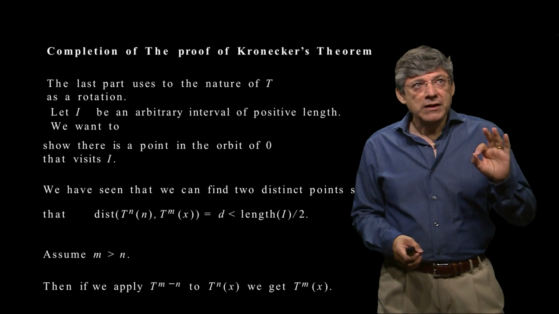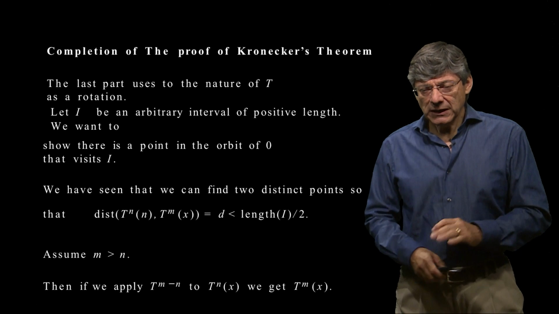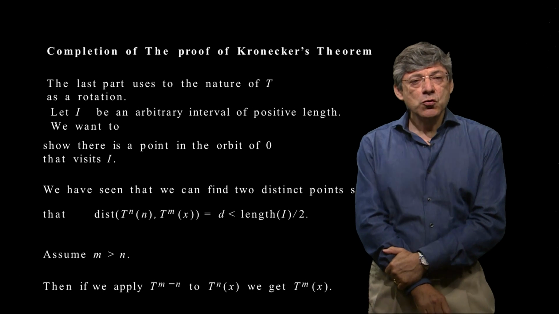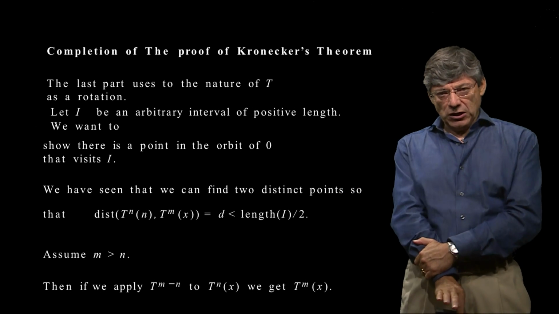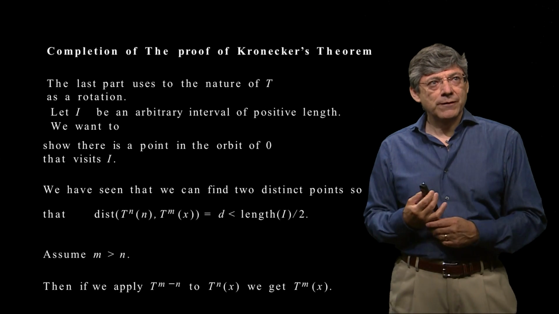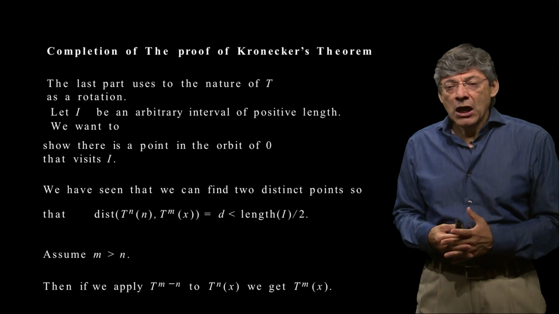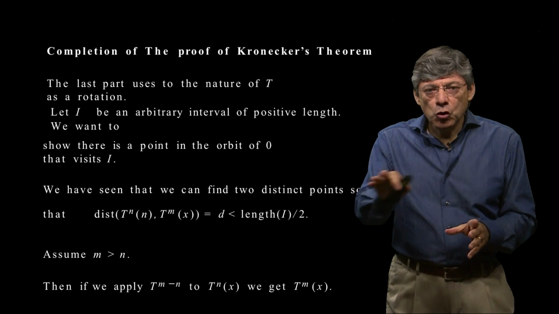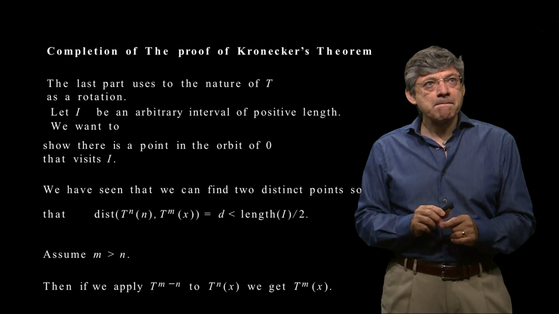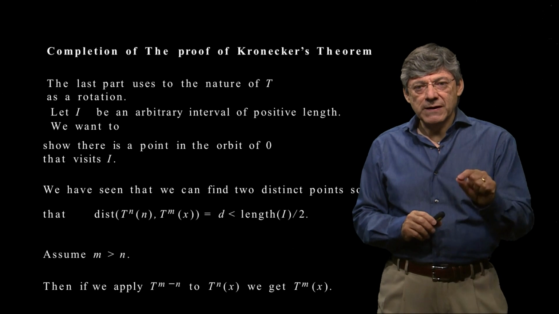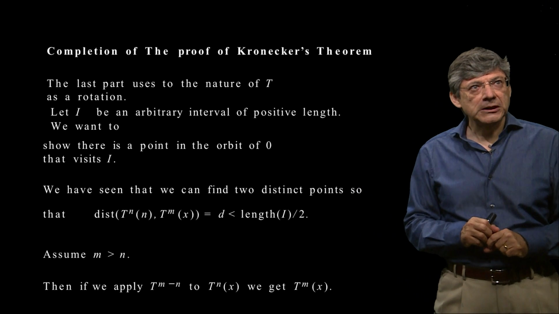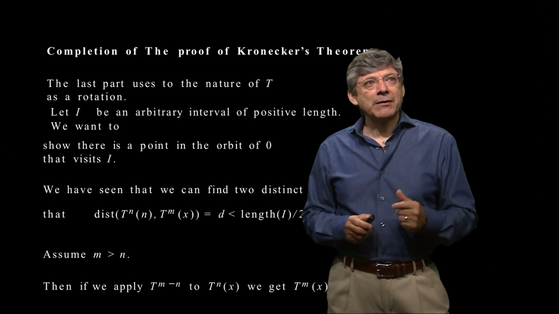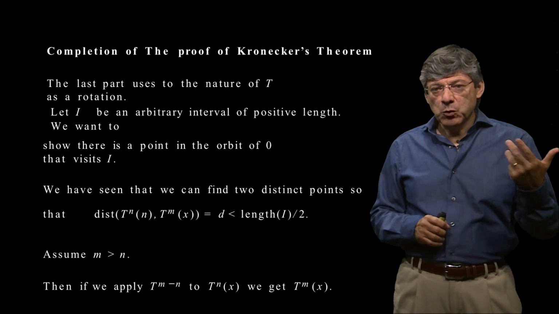Now, we haven't finished the proof yet. We have to finish the proof, and for the final part we're going to use that t is a rotation. We have to show more: that given any interval I, we don't know where it is, we can always find a point in the orbit that visits that interval. So you start with an arbitrary interval I of positive length.